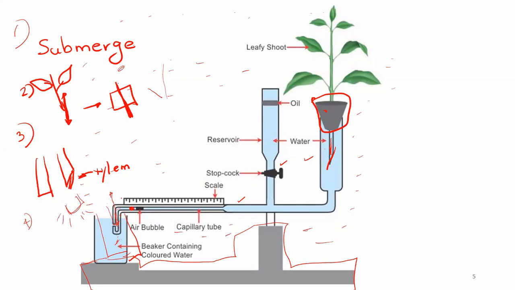At the time, we can note the air bubble position. In here, we can have the measurement. So according to that, we can get the measurement of the air bubble. Then after some interval time, 5 minutes or 10 minutes later, we can again take the reading of where the air bubble is. Okay, what do you think the air bubble movement will be, this direction or this direction?